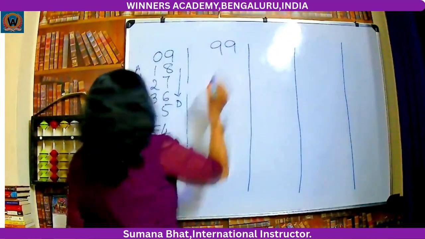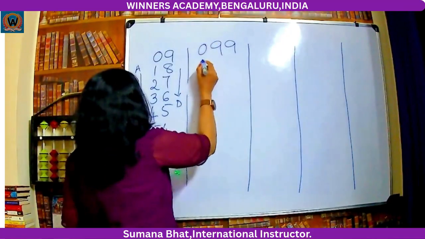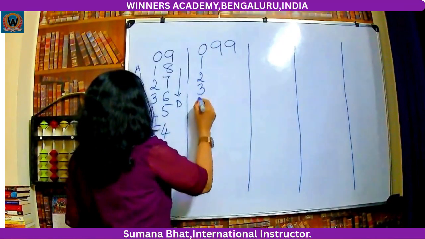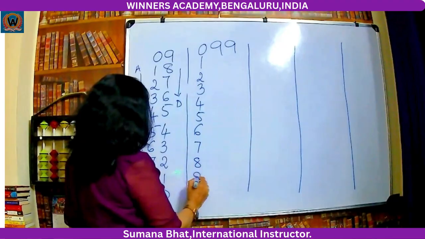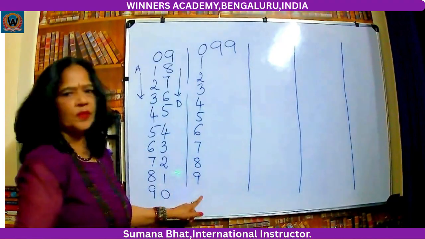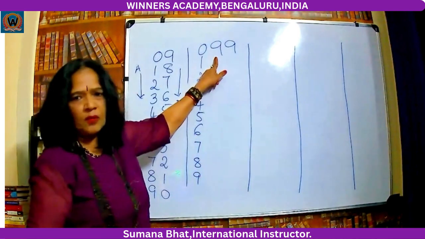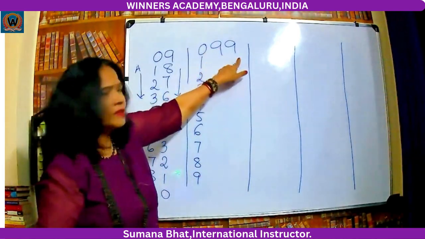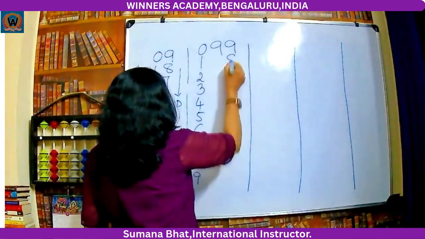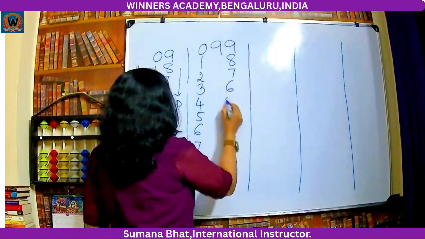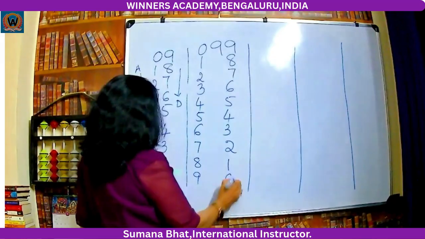See the beautiful trick for this one. Same way we are writing. First write 0. Write 1, 2, 3, 4, 5, 6, 7, 8, 9, 10. Okay. Now what to do? Don't write any number for the middle. For the last number, the units place, write in descending order: 8, 7, 6, 5, 4, 3, 2, 1, 0.